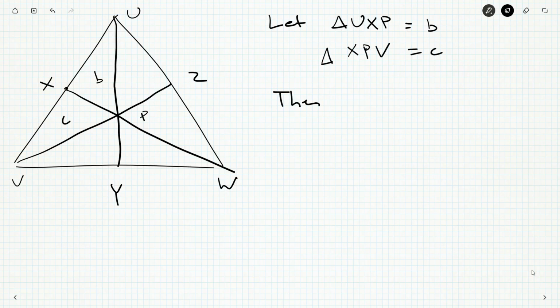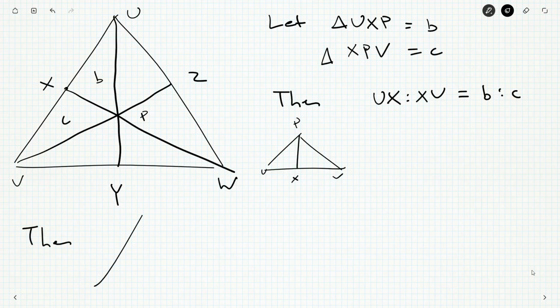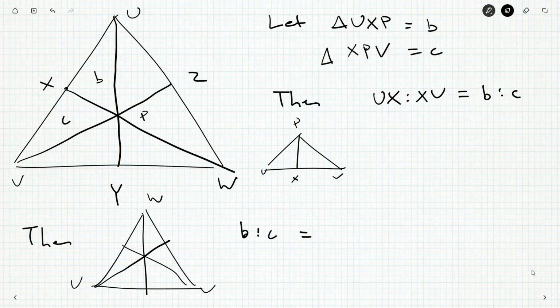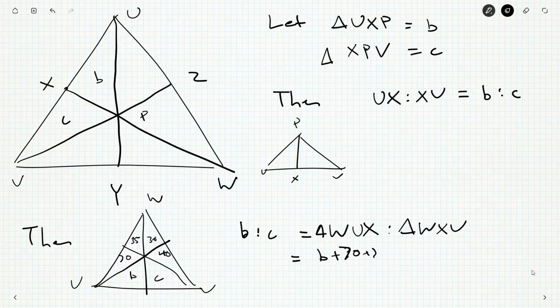So then, by considering this triangle here, P, U, V, X, UX to XV must be the same as B to C. But then, by considering the bigger triangle with W at the top, we get B to C is the same as triangle WUX to triangle WXV, but that's B, a 70, a 35, a 30, a 40, and a C. So that's B plus 70 plus 35 to C plus 40 plus 30. Okay.